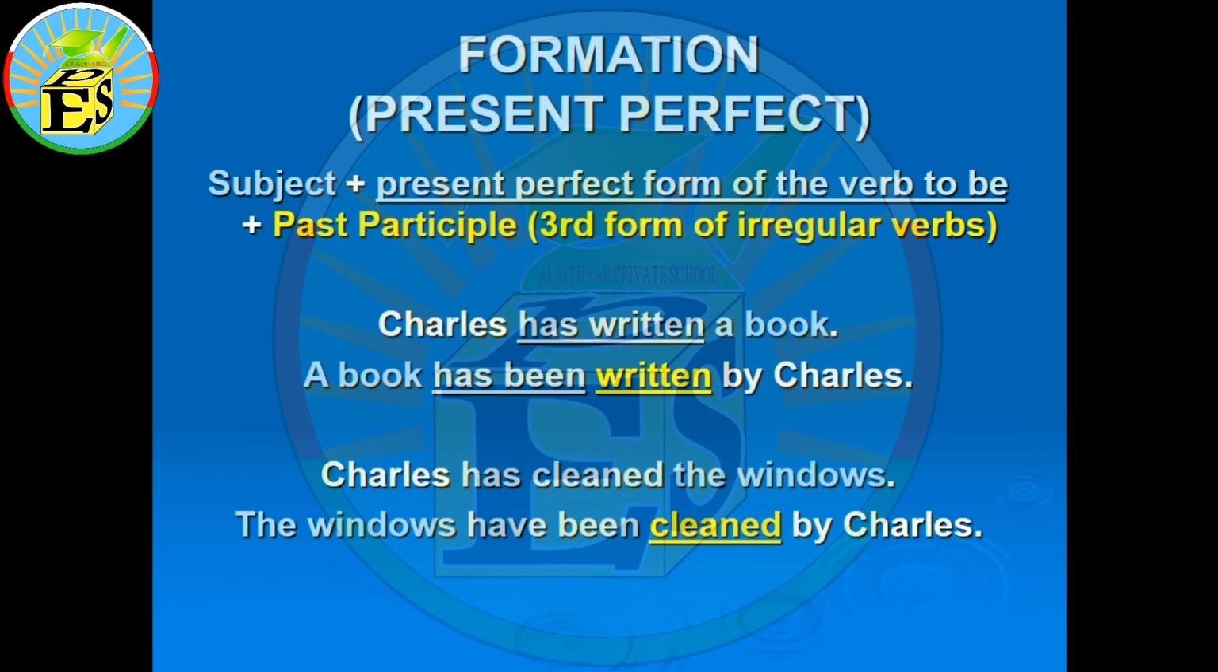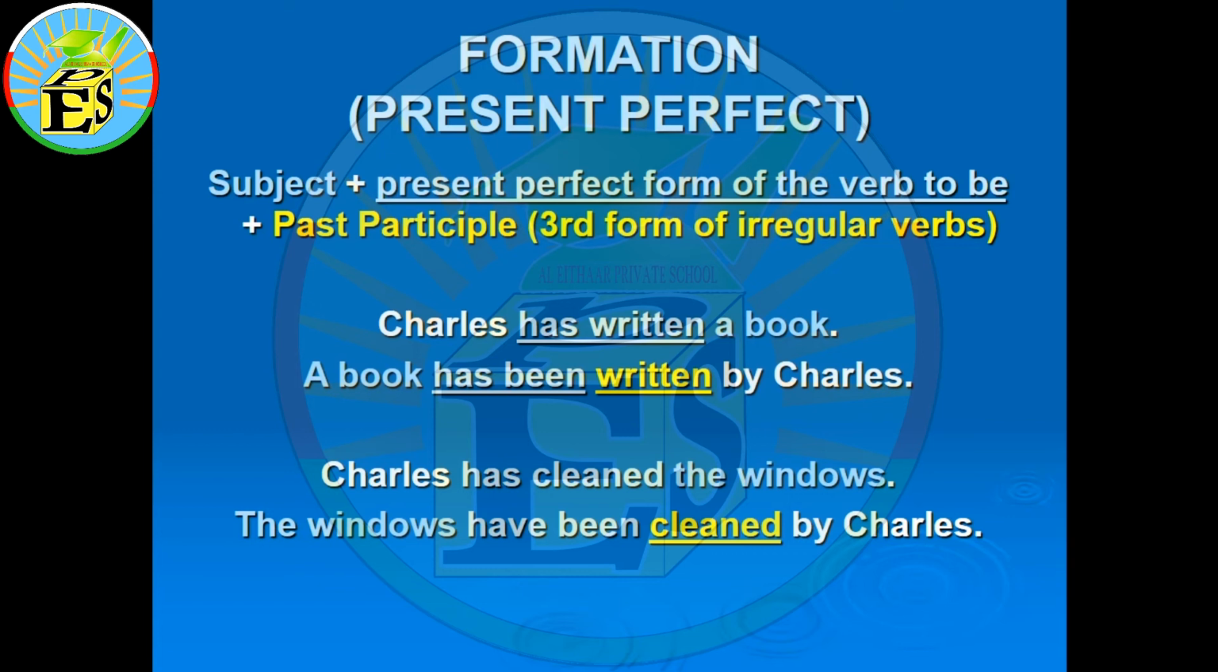Formation in present perfect. Present perfect in the active: have or has plus past participle. Have or has plus past participle in active voice. Okay, now the formation in passive voice: subject plus present perfect form of the verb to be, have or has, plus past participle, which is the third form of irregular verbs.